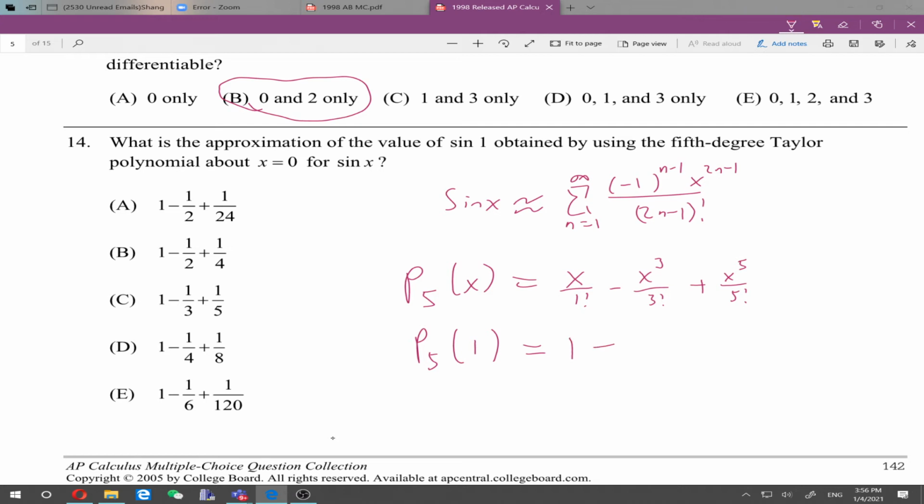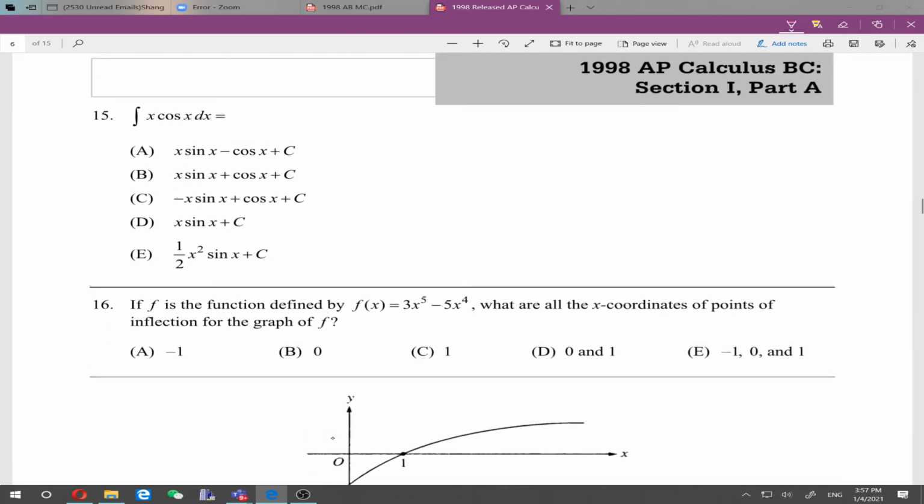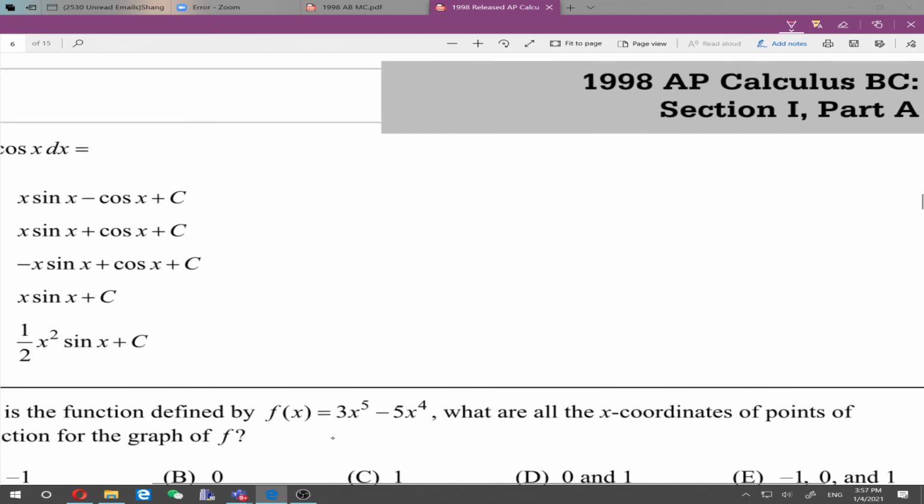Negative 1 over 3 factorial, 1 over 5 factorial. Okay, what is 3 factorial? 6. And what is 1 times 2 times 3 times 4 times 5? 120. Okay. So that gives us E. I think I'm going to do 1, maybe 2 more, and then we'll swap over and take a look at a couple of the FRQs.